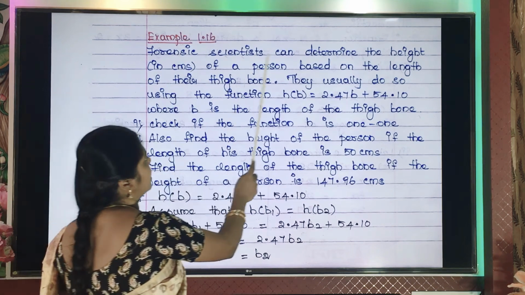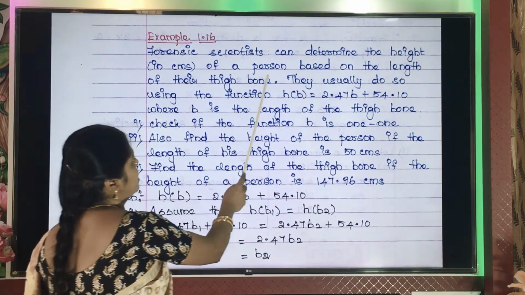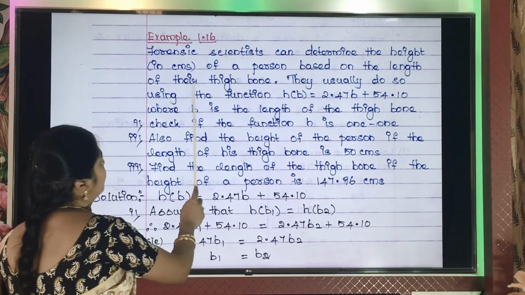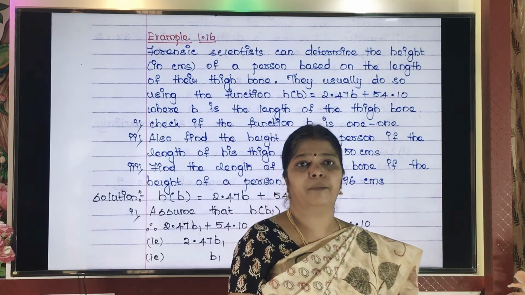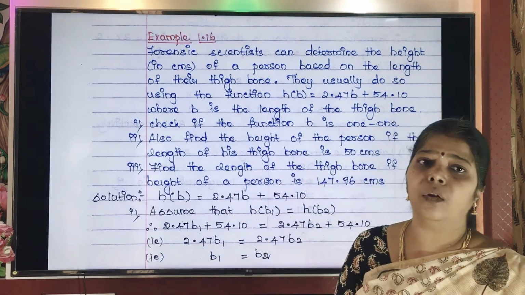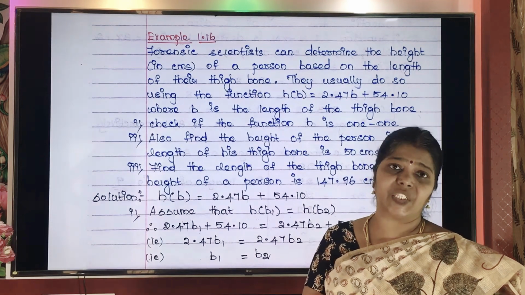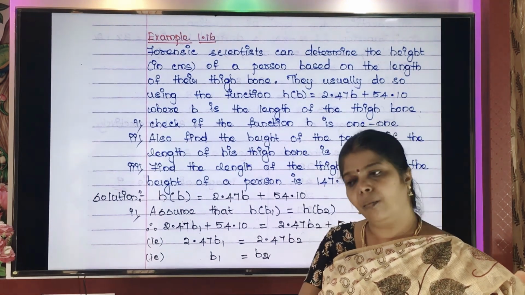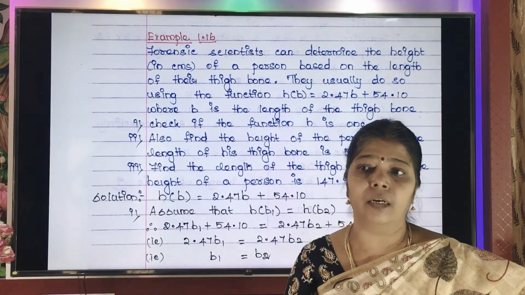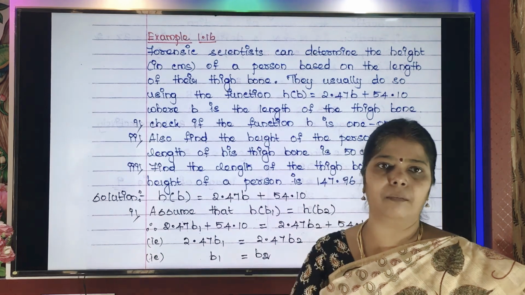Forensic scientists can determine the height in centimeters of a person based on the length of their thigh bone. Forensic scientist means they are the person who will help in the investigation department with all the remains of the dead bodies or with the remains of whatever a crime or something has been done. There will be some remains.